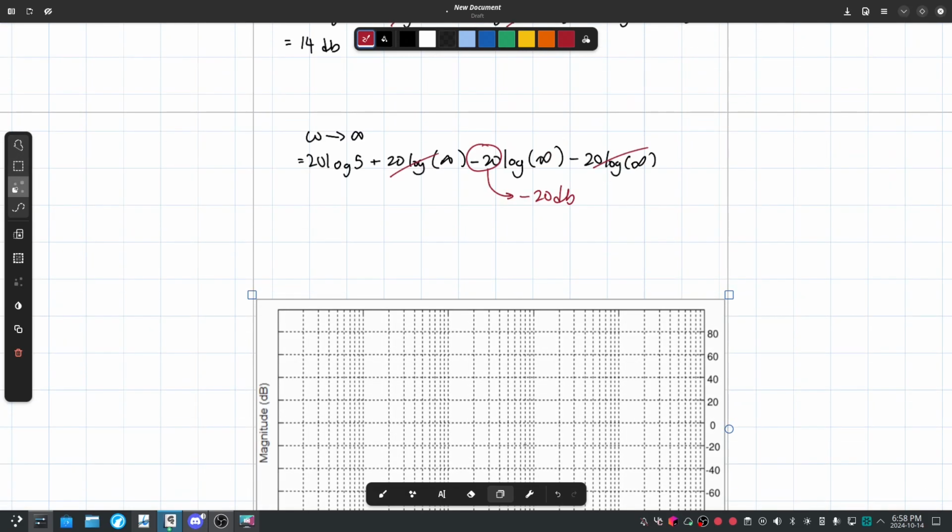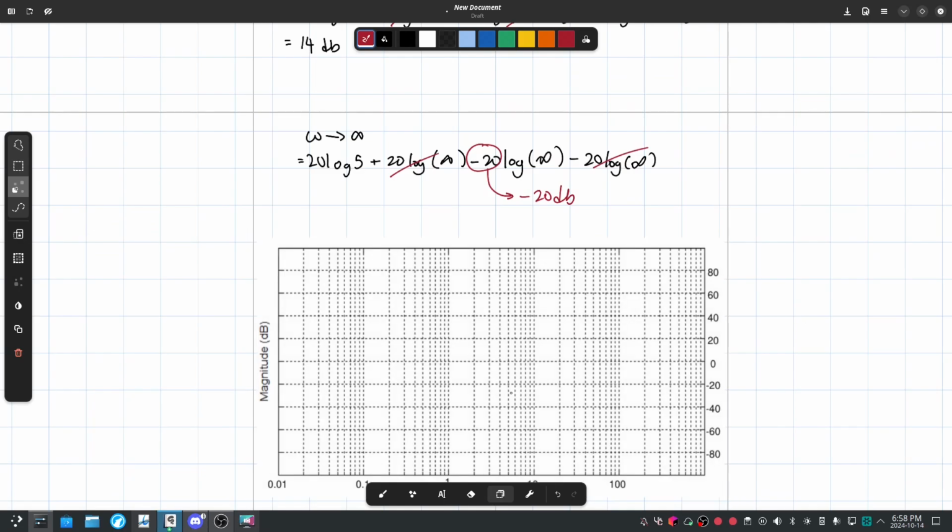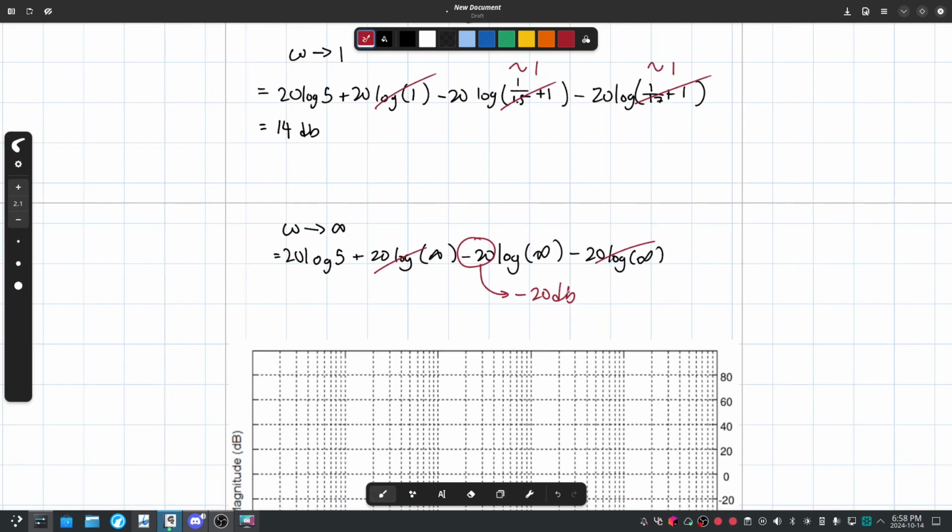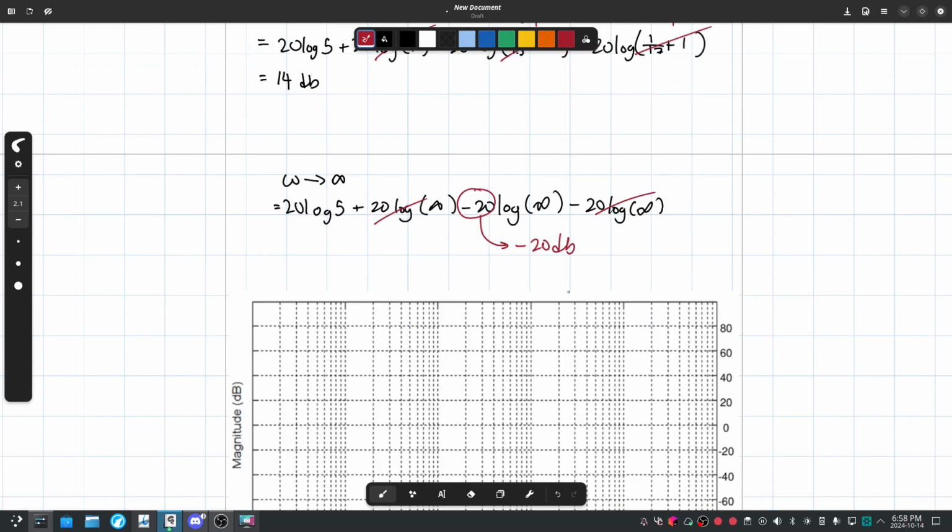Why does a 20 log of infinity not go to 0? It doesn't go to 0. Log of infinity is infinity. Yeah, there's a chart you could memorize, but frankly, you don't need to.